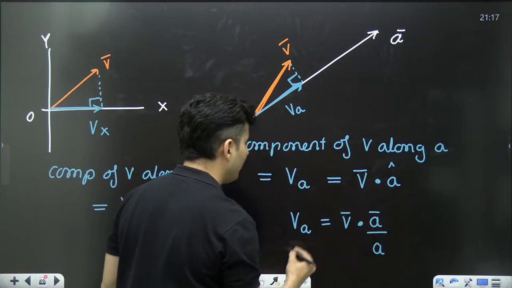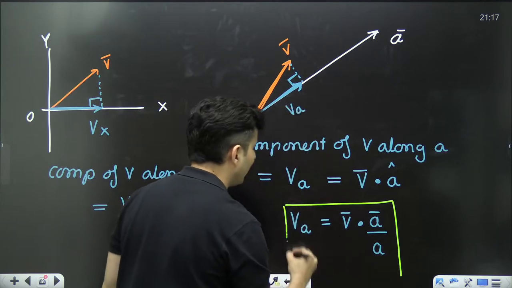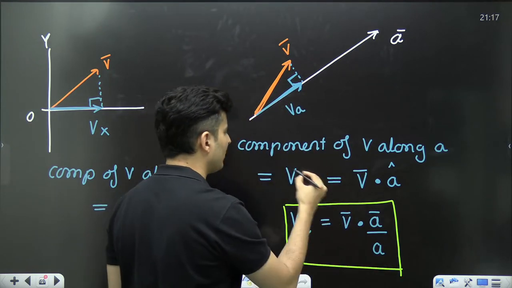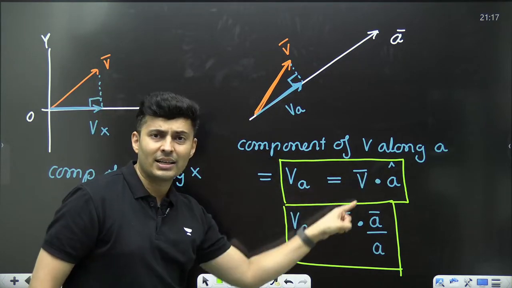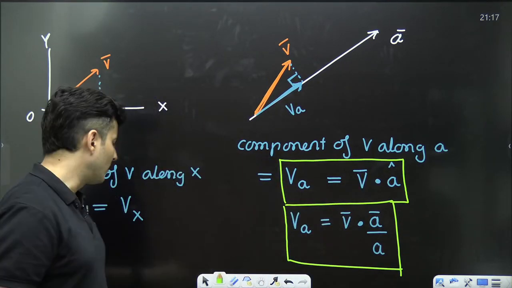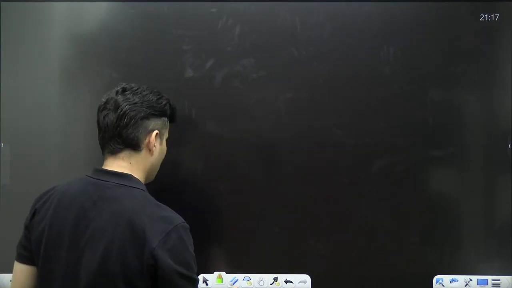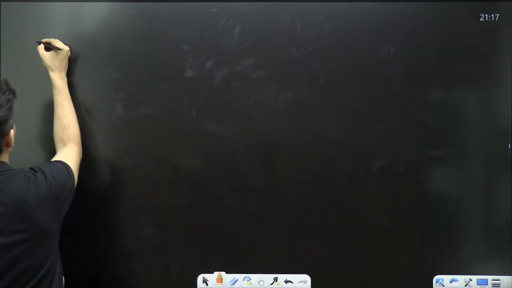Is that clear? I will show you an example so that you guys get an idea. This formula is also okay, one and the same thing, because unit vector is vector divided by the magnitude. I'll just show you an example. You will get an idea. All right, just look at this particular example.